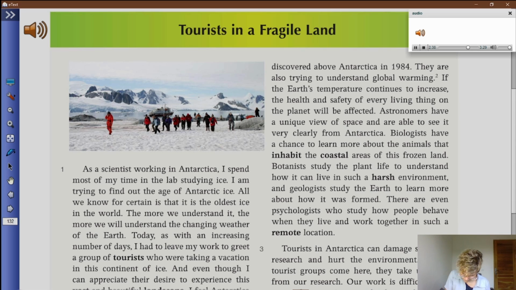Tourists in Antarctica can damage scientific research and hurt the environment. When tourist groups come here, they take us away from our research. Our work is difficult, and some of our projects can be damaged by such simple mistakes as opening the wrong door or bumping into a small piece of equipment. In addition, tourists in Antarctica can also hurt the environment. Members of Greenpeace, one of the world's leading environmental organizations, complain that tourists leave trash on beaches and disturb the plants and animals.